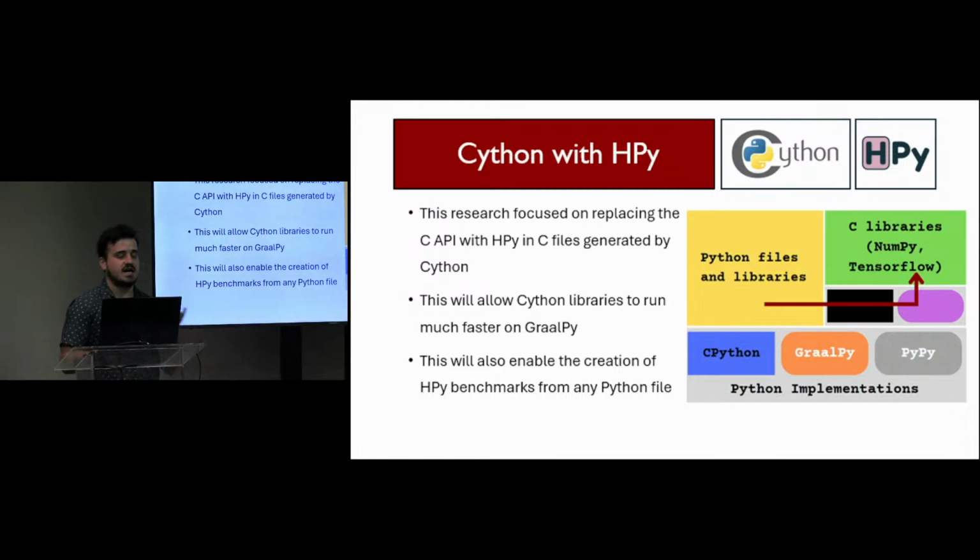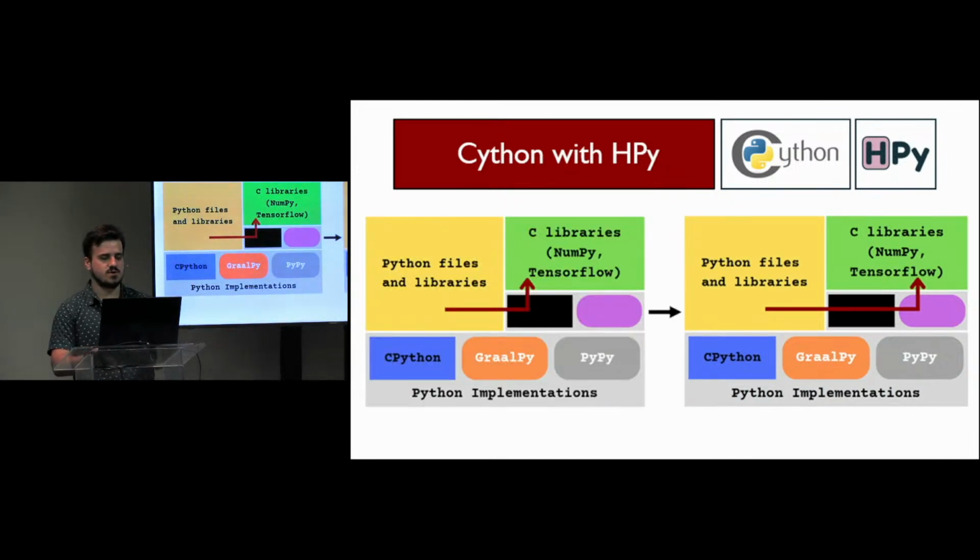So what we're doing in our research is we're replacing the C API with HPy inside Cython. Wherever Cython files normally use the C API, we will change it to HPy. This will allow these libraries to run much faster on GraalPy, and it will also allow us to create many different programs we can use to benchmark HPy. Because if we have a Cython compiler, we can compile many different Python programs rather than have to port each one individually. So in essence, our project is going from this over here to this over here.